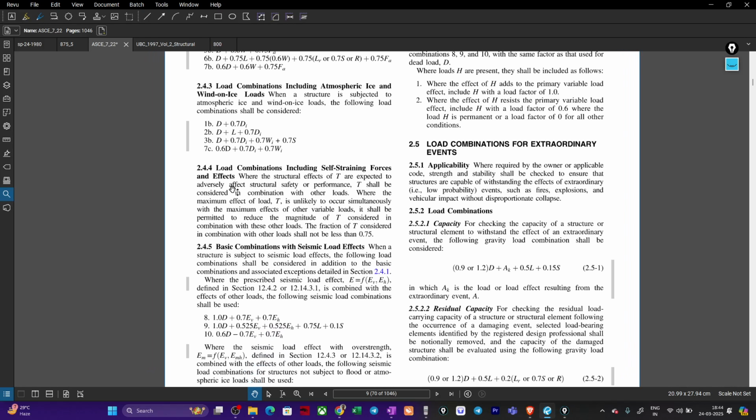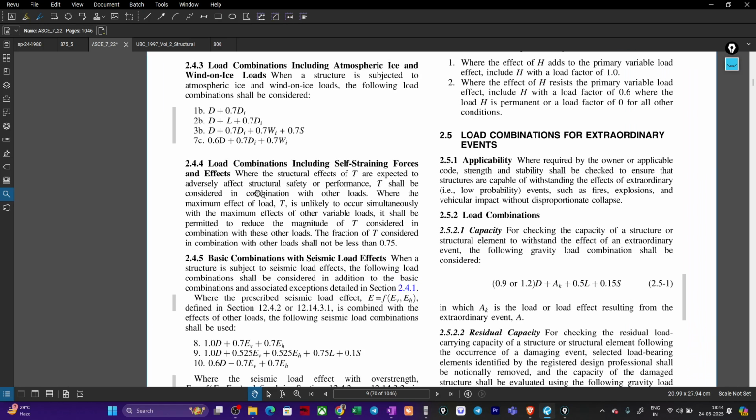Yeah, so if you see here, 2.4.4 load combinations including self-straining forces and effects, they have written all these things, like T is unlikely to occur simultaneously. In this case, the fraction of T considered, this is the last line, because the upper part is the same as what we have read before. So the fraction of T considered in combination with other loads shall not be less than 0.75.